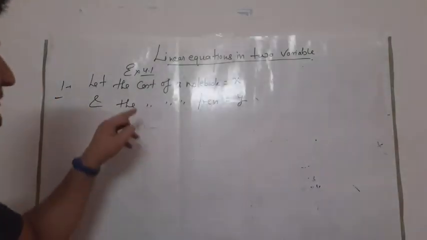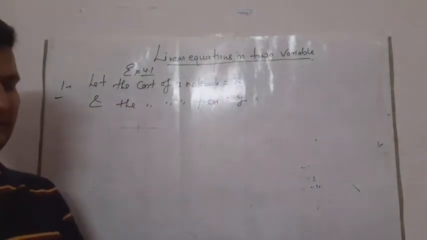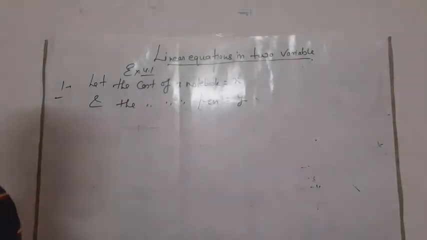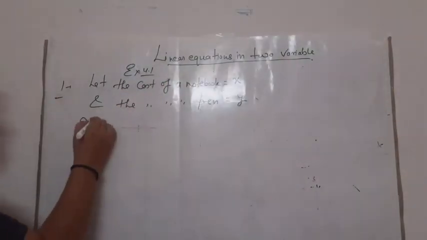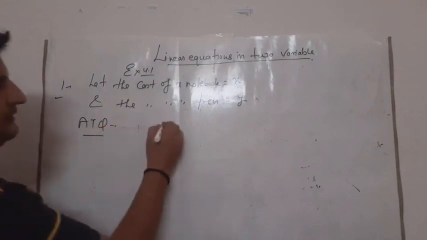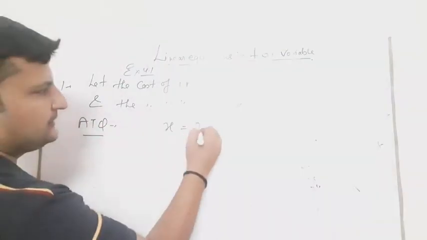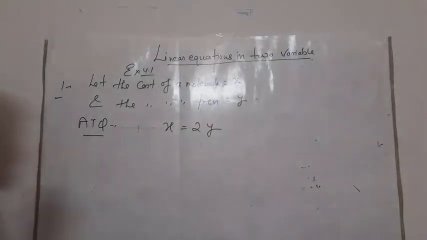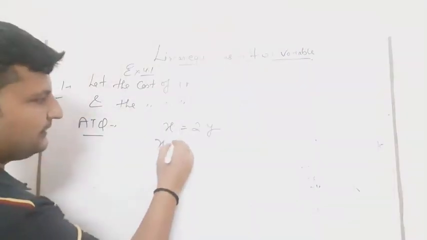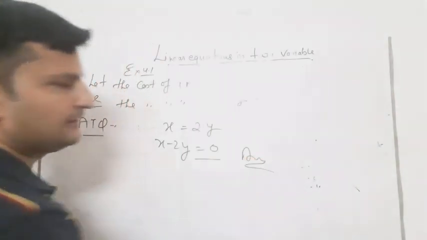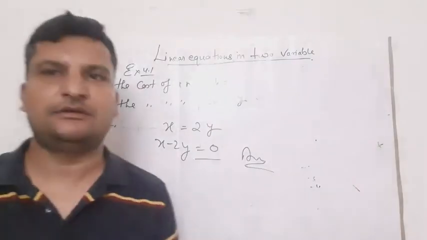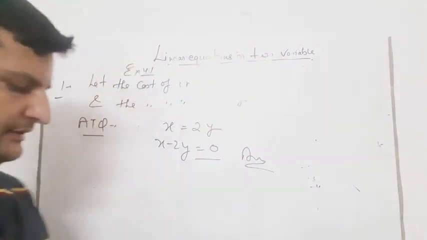We have already taken two variables, one is x and one is y. So what is the equation? According to the question, the cost of a notebook is twice the cost of a pen. So the equation will become x minus 2y is equal to 0. This is the answer to your first question. You can do it like this.